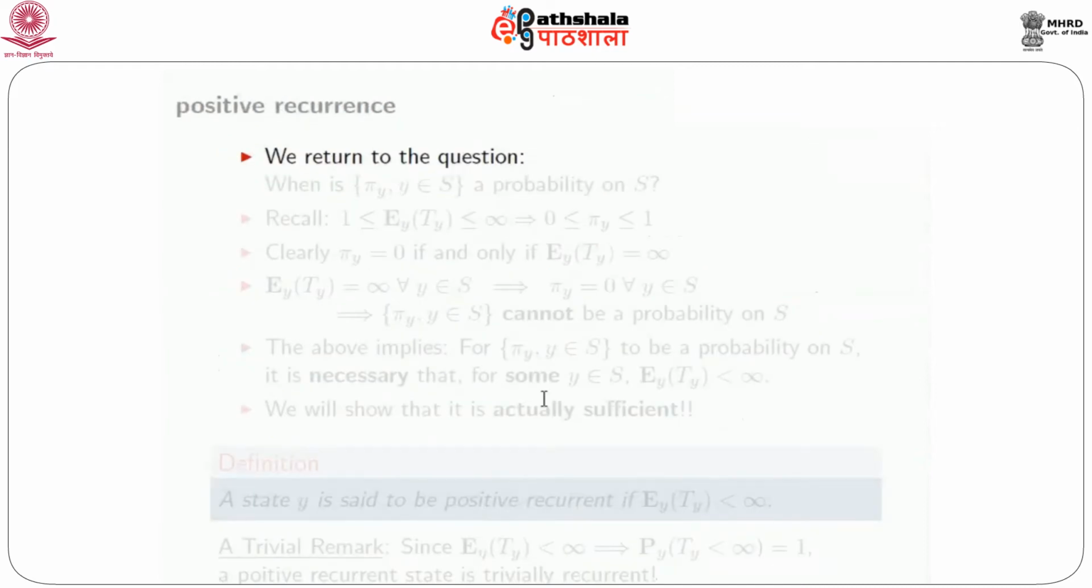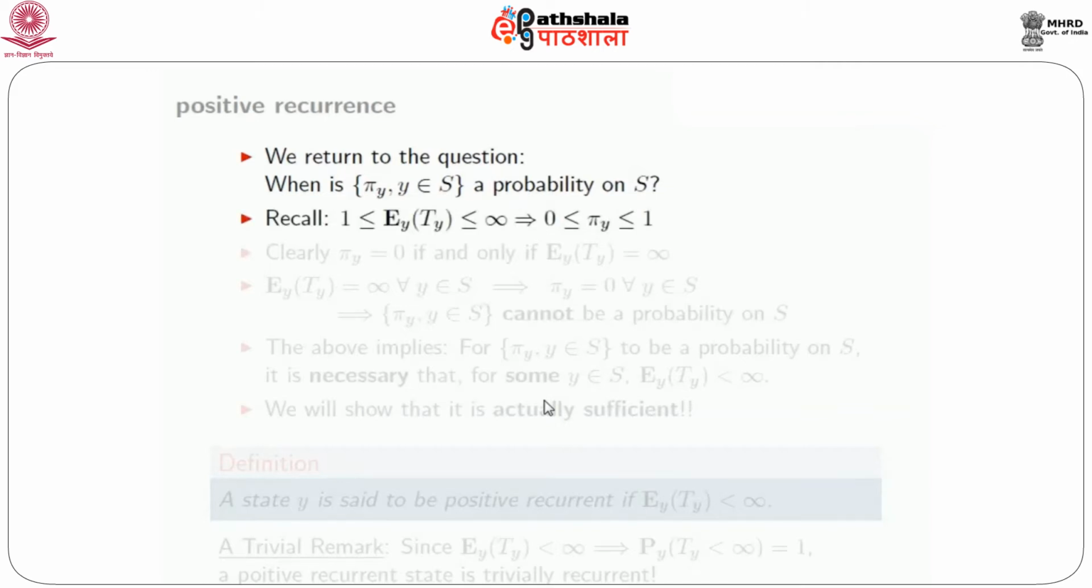So now we return to the question: when do these numbers pi y, y in s, form a probability on s? Since all these numbers are between 0 and 1, essentially it boils down to when this sum is equal to 1.